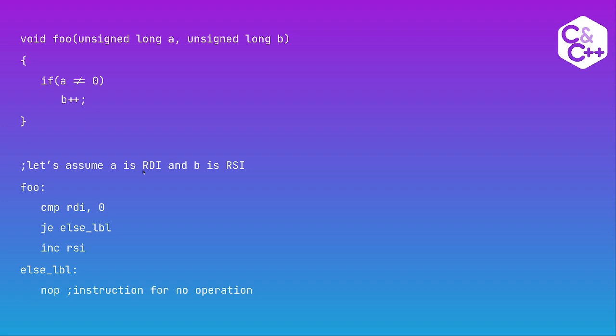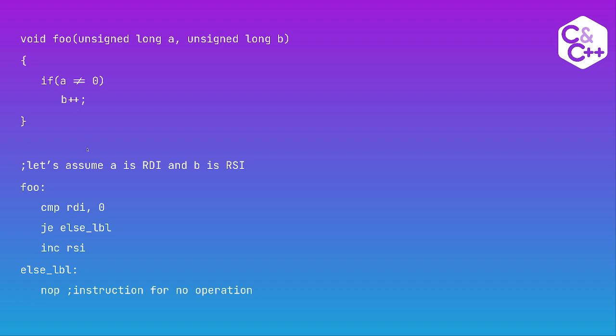So let's write a simple example using those instructions. How about that? Let's take two numbers again. Let's assume a is at, okay, let's first go over the C function. There's an assigned long A, there's an assigned long B. If a is not equal to 0, let's increase b by 1.